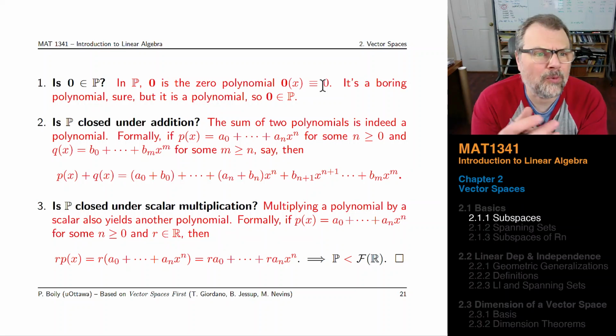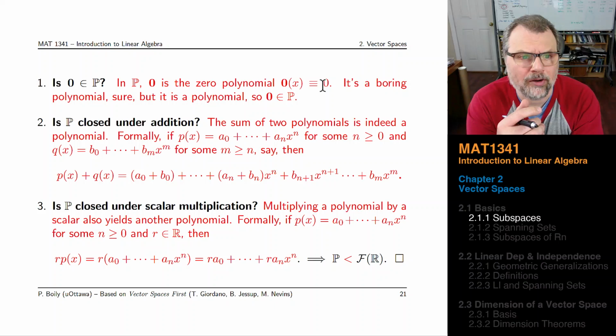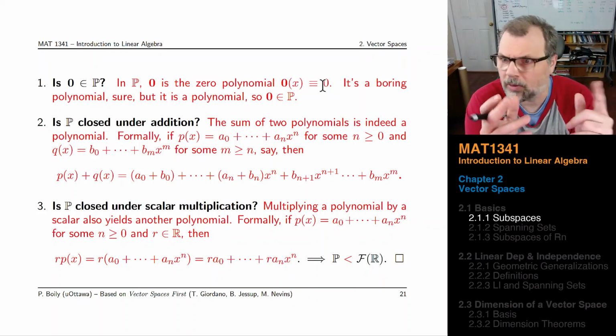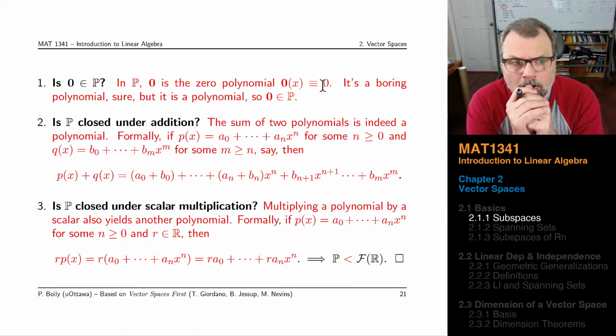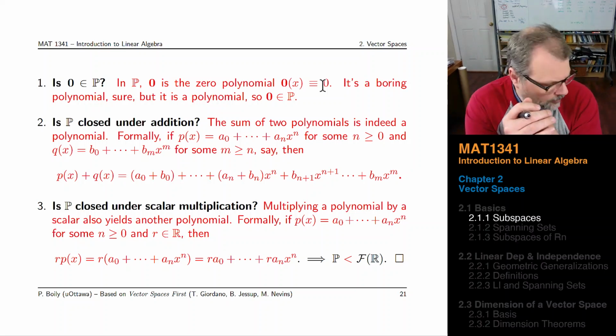But you might say, well, I don't know, what if it's the other way around? What if it's n greater than m? So sure, no problem, just relabel them. The result here is still a polynomial.